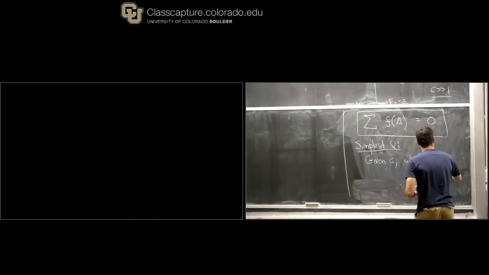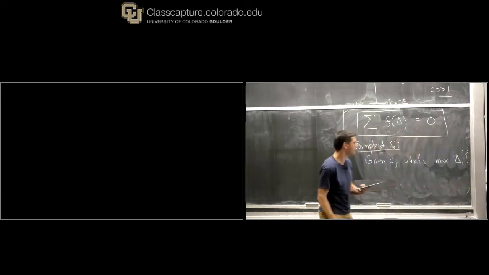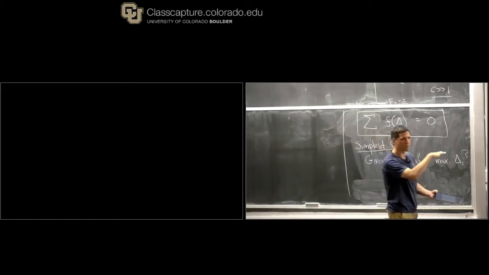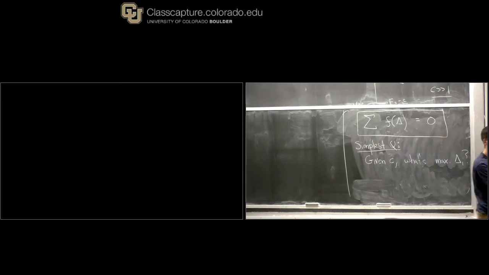what is the max delta 1? In other words, I know where the vacuum is at 0 or minus C over 12 in energy language, then how high can I push up the dimension of the first primary state? Can I push it all the way up to the black hole threshold, delta equals C over 12?